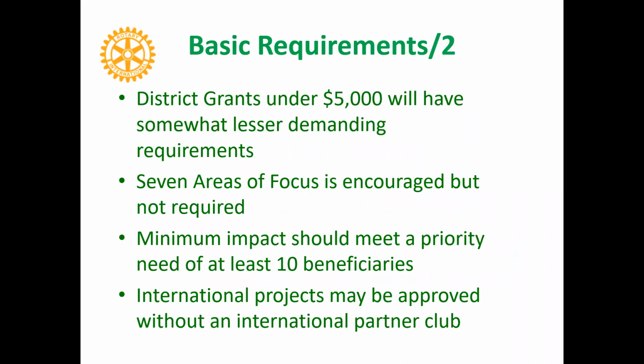Basic requirements 2. District grants under $5,000 will have somewhat less demanding requirements. The 7 areas of focus is encouraged but not required. Minimum impact should meet a priority need of at least 10 beneficiaries. And international projects may be approved without an international partner club. However, again, it helps if you do have the international host club and local club available to you.